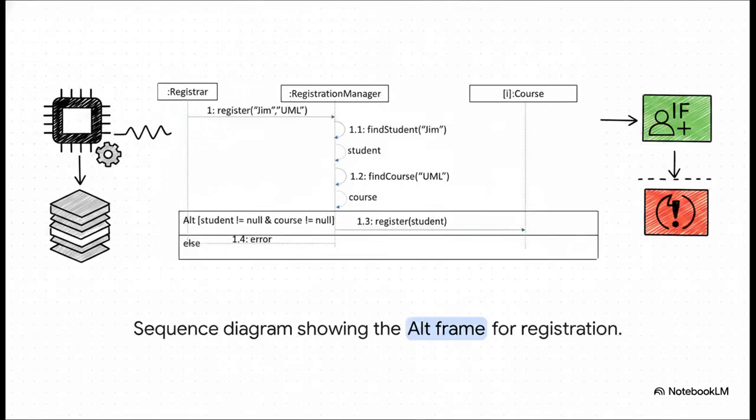Now we can also use an alt frame in a sequence diagram to show this exact same logic. See that large alt box at the bottom? It literally creates an if-else container. The top half shows what happens if our guard condition is met, we register the student. And the bottom half, separated by that dashed line, shows the else condition, we throw an error. It's the exact same branching logic we just talked about, just viewed through a totally different architectural lens.